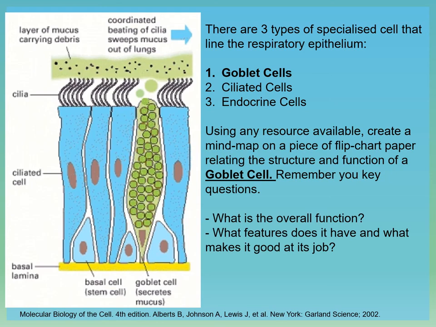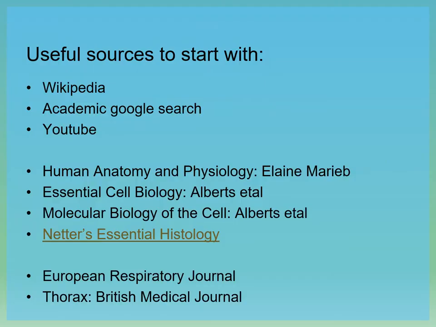So, using any resource, create a mind map on a piece of flip chart paper relating to the structure and function of a goblet cell, which is what I've essentially done. I've gone through the process that I would have done as a student, and I go through that for the goblet and ciliated cells, looking at what the physical barriers and the chemical barriers are, and it gives you a bit of a clue at the top of the picture of where I'm going with this. But let's go for what we would have found.